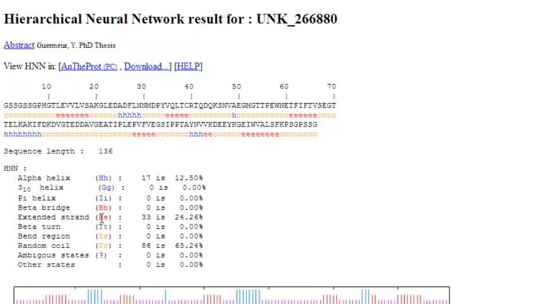Some also predict loops and coils, but we can think of loops and coils as anything that is not alpha helix or beta strand. So typically what we are looking for are the alpha helix and beta strand locations. What we see here is a stretch of E's. That represents 1 beta strand, and another stretch of E's represent 2.